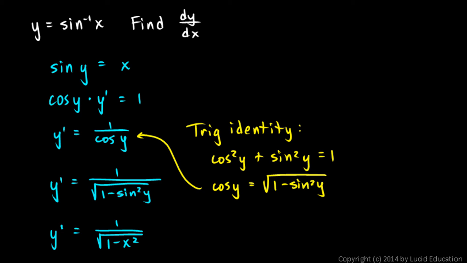And we're done. And again, you could write it in the standard notation. The derivative with respect to x of the inverse sine of x is 1 over the square root of 1 minus x squared.